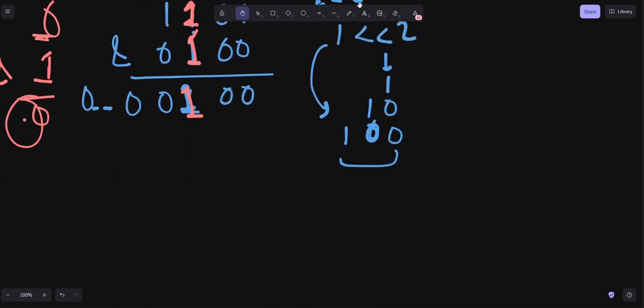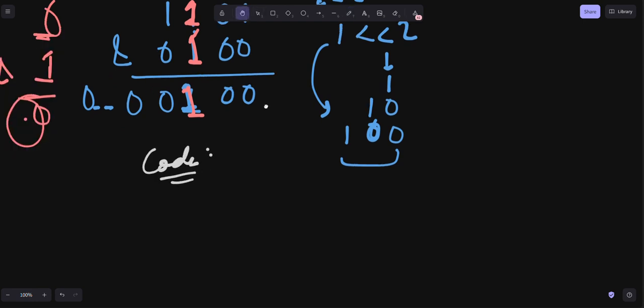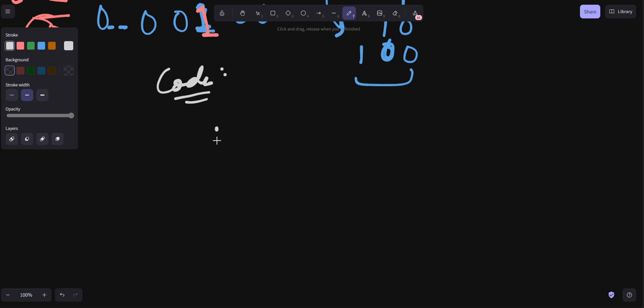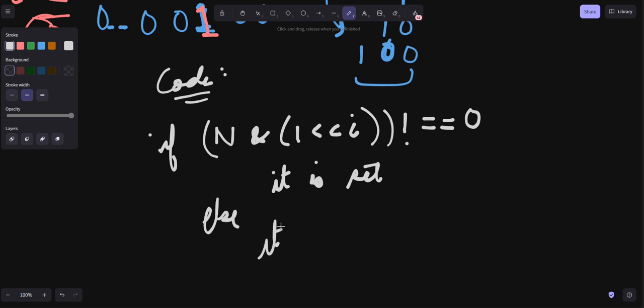So in conclusion, in code, can't I just write directly that if n is given, my answer would be the AND operation of n with 1 shifted by however many places i is given? If this is not equal to 0, the bit is set, else it is not set.